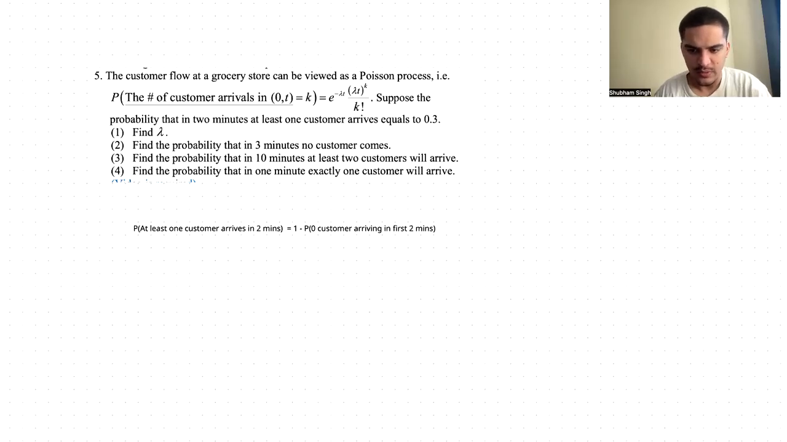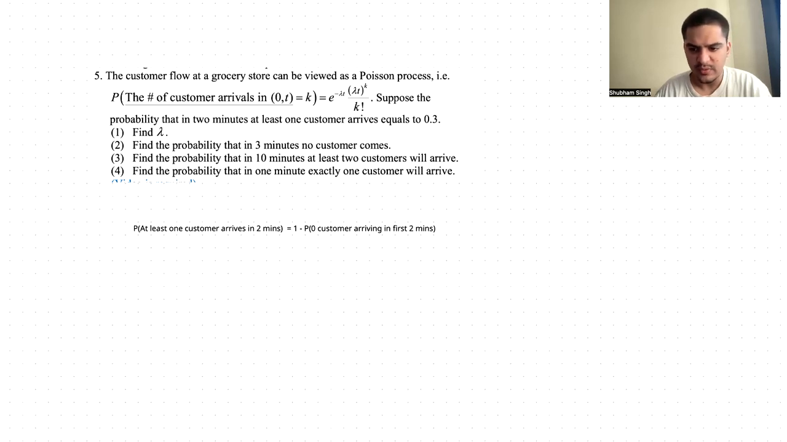Hello, today we are going to solve another probability question that involves customer flow at a grocery store, which is represented by a Poisson process. And it says that the probability that the number of customers that arrive in a time interval 0 to t is equal to k is given by the formula e raised to minus lambda t into lambda t raised to k by k factorial, which is the standard formula of the Poisson process.